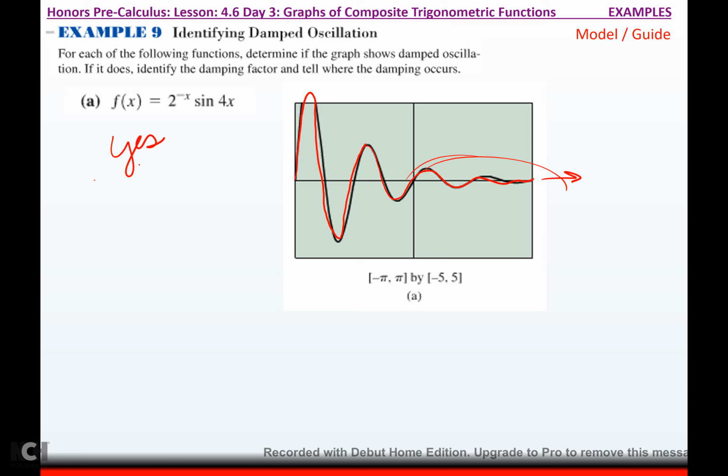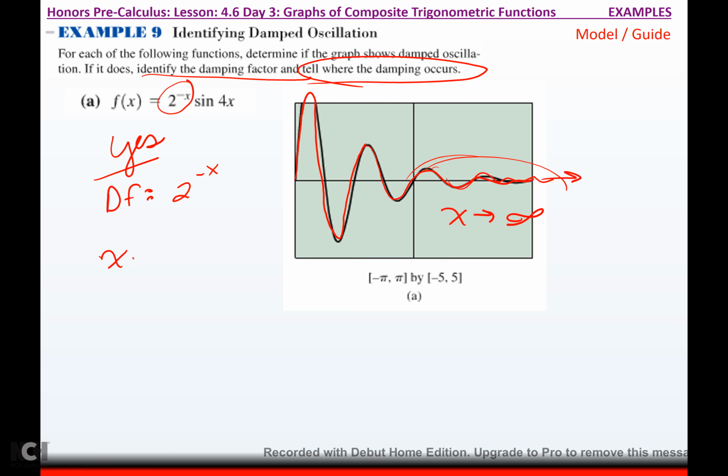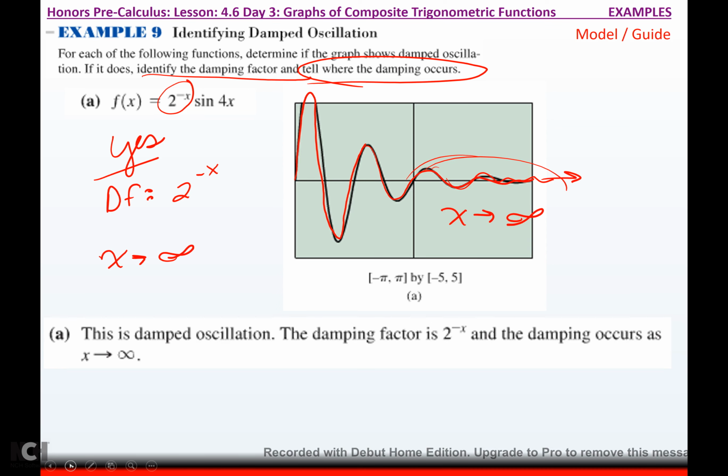So yes, and then we have to identify the damping factor. The damping factor is whatever they're multiplying the trig function by, so in this case it'd be 2 to the negative x, and then it wants me to tell where the damping occurs. As x approaches infinity, the waves are getting smaller and smaller. So the damping occurs as x approaches infinity. And that is your answer.